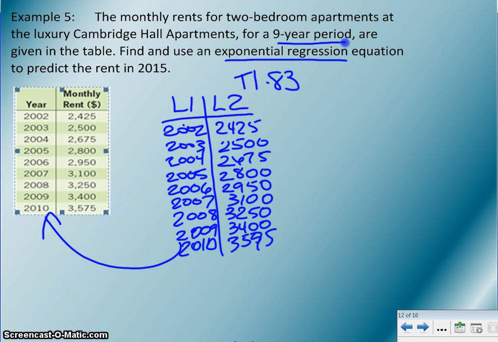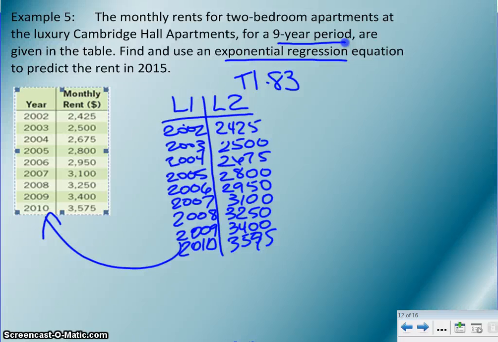Next thing you're going to do is go back to Stat. You're going to go 1 over. It highlights where it says Edit. You're going to move over to where it says Calc. And then you're going to go down with the down arrow until you hit number 0. It says ExpReg for exponential regression. And you're going to hit Enter 2 times.